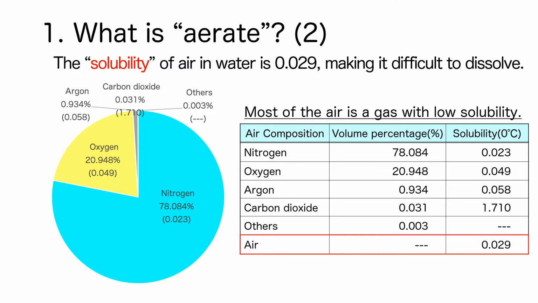Consider whether air can be dissolved into the cocktail ingredients. The solubility of air in water is expressed as solubility. The slide is a pie chart of air component ratios and the solubility of the major components of air. As you can see from the slide, most of the air is made up of components that are very sparingly soluble in water. Therefore, the solubility of air is as low as 0.029, making it very difficult to dissolve air in water.